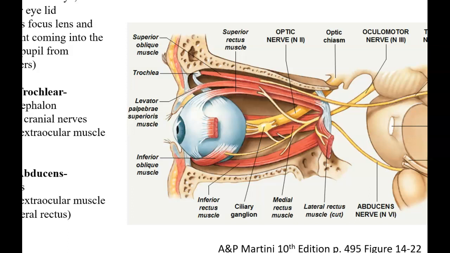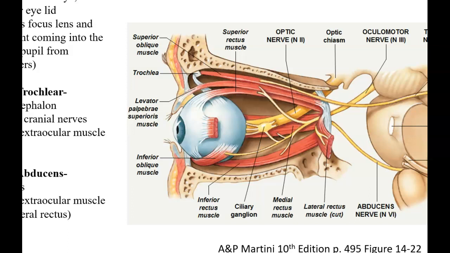Okay, so it's a very small nerve that you can see over there on the side as it starts to come in. So it is supplying that superior oblique muscle.